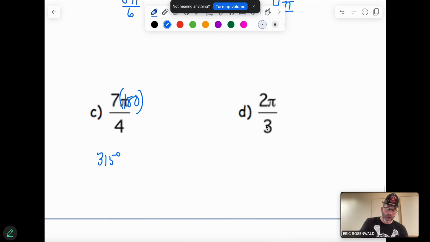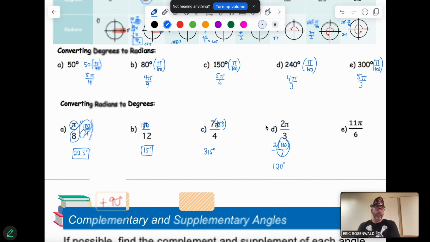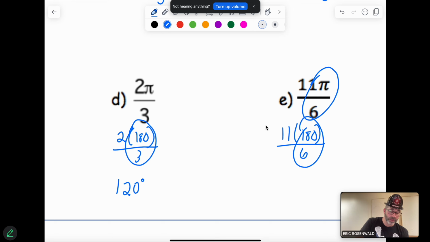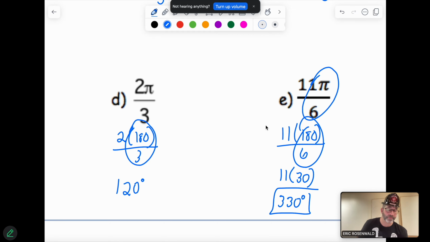Okay. Shortcut here, to show you guys how to do this really quickly mentally. The 180 over 3 we know is equal to 60, and 60 times 2 is just 120 degrees. Okay, we're just doing quick conversions here. So again, right here we go 11 times 180 over 6. This 180 over 6 is just 30. And so 30 times 10 is 300. 30 times 11 is 330. That's a wonky 3. So 330 degrees.